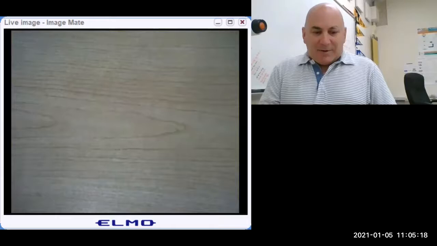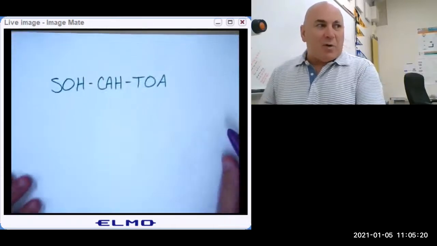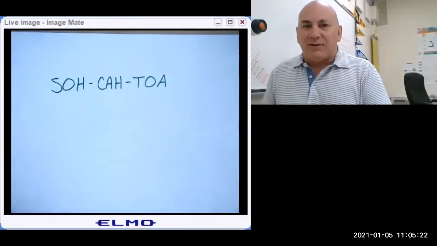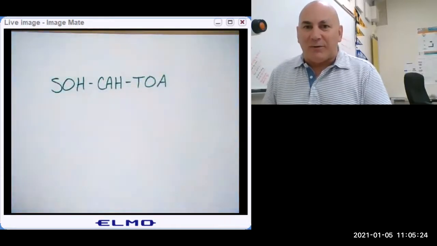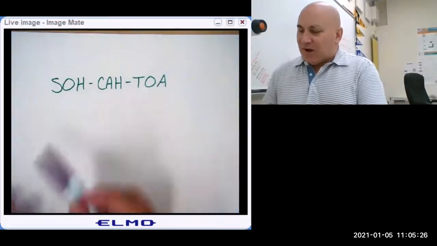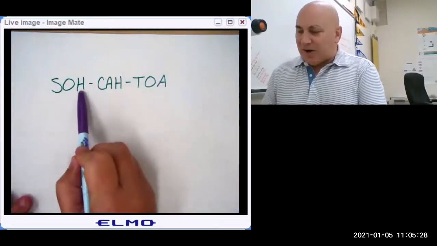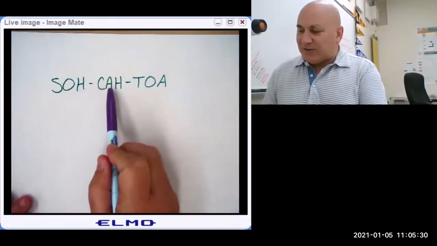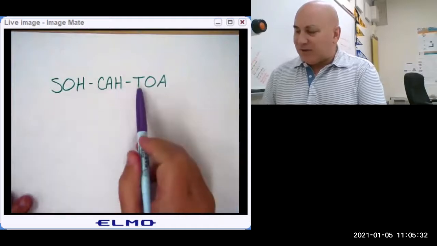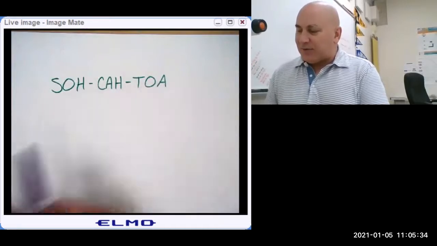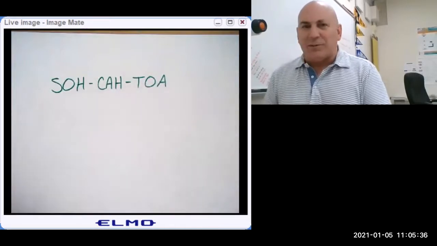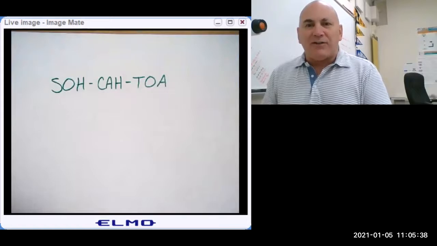Now, I have this belief that if something is stupid and it works, then it's not stupid. But I don't know why anybody would want to memorize this. You've probably all seen it and heard it before. Sine is opposite over hypotenuse. Cosine is adjacent over hypotenuse. Tangent is opposite over adjacent. That's what it means. But SOHCAHTOA doesn't mean anything.